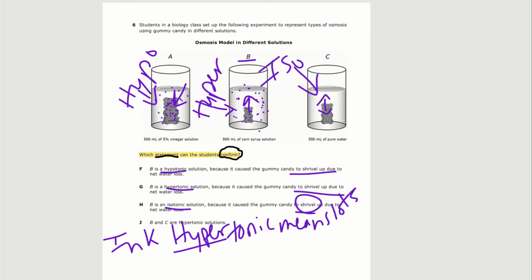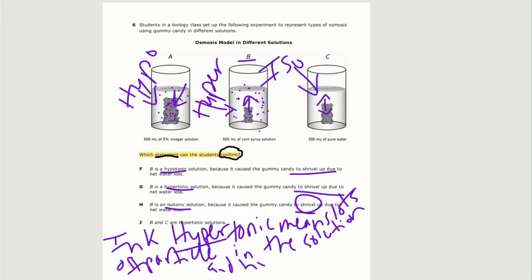Please make sure you know that hyper means high, lots of tonic or particle, in the solution. It's always talking about the environment, not the cell. Not the egg, not the gummy bear, but where you put it. The solution, right? Where it is at. And you need to know that hypo means low particle. Again, in the solution.